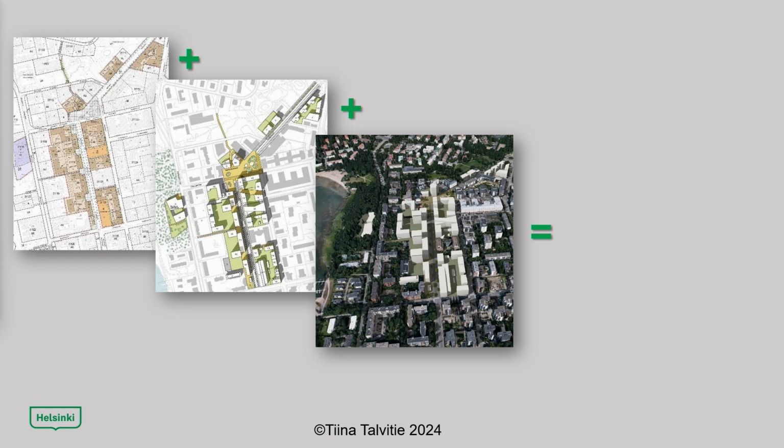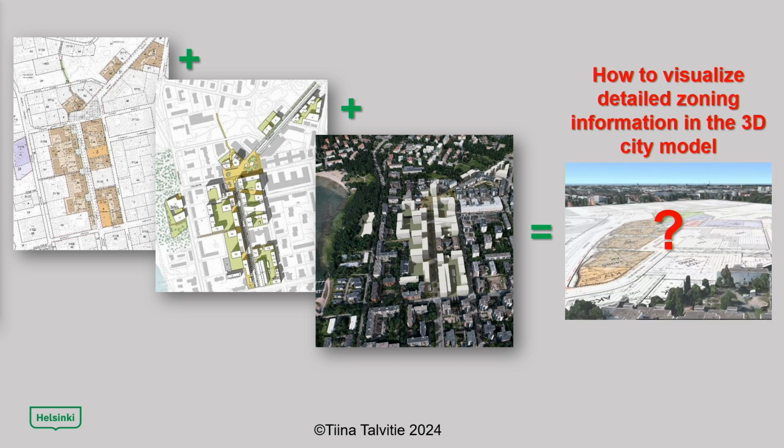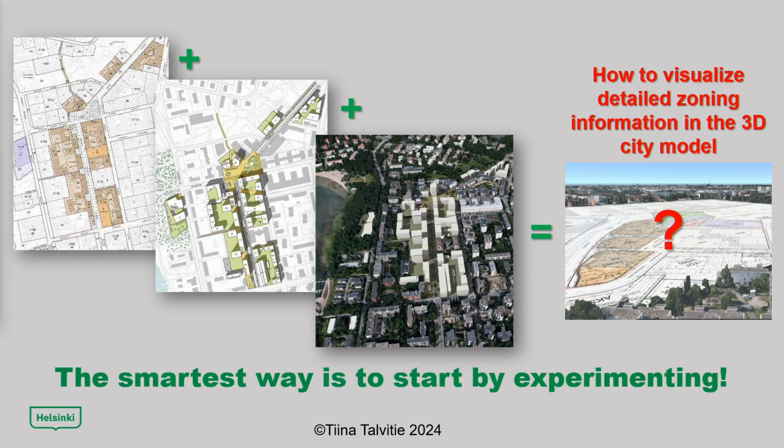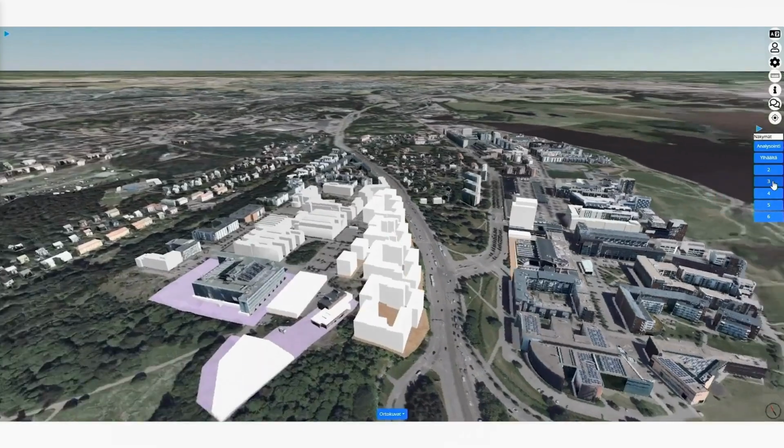Yeah. Of course, in this proof of concept, the first question was how can we, in the best way, present the zoning plan in the 3D city model? And we have already come from 2D pictures to presenting the building masses in the 3D city model. But how can we visualize detailed zoning information in the 3D city model in an even more informative way? And we found out that the smartest way is to start by experimenting. And now you can see the results of an experiment.